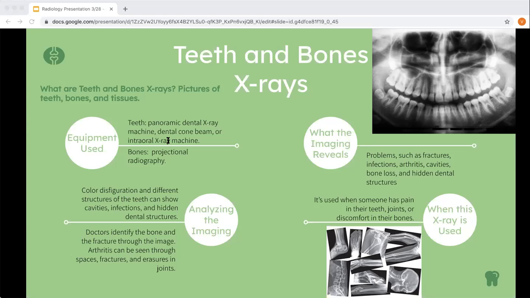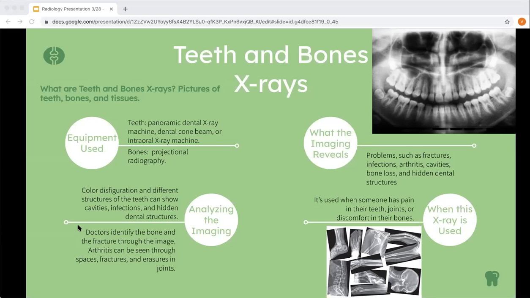For bones, projectional radiography is used. Projectional radiography is used to look at the bones and identify bone fractures and to look at soft tissue surrounding the bones to see if there's any damage. The imaging taken through this equipment will reveal different problems such as cavities, infections, and hidden dental structures for teeth, and fracture, arthritis, and bone loss for the bones.